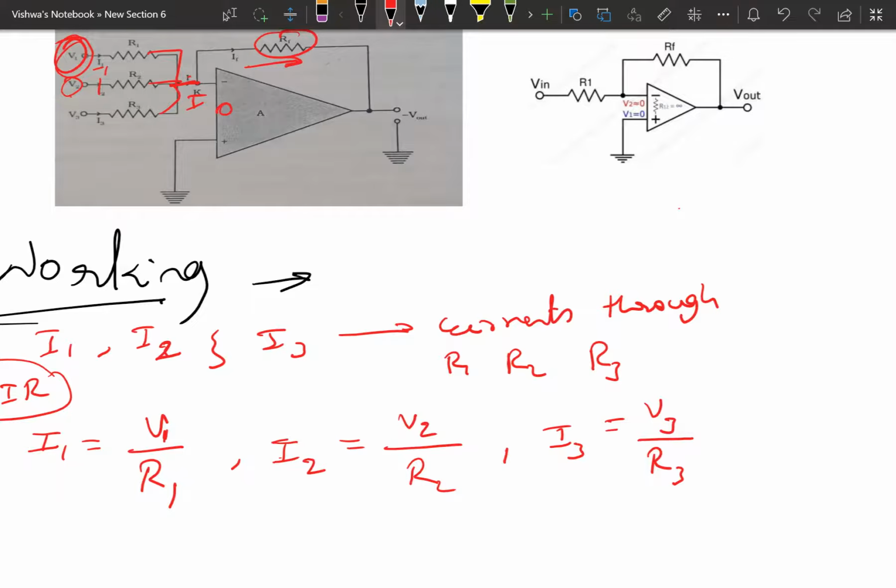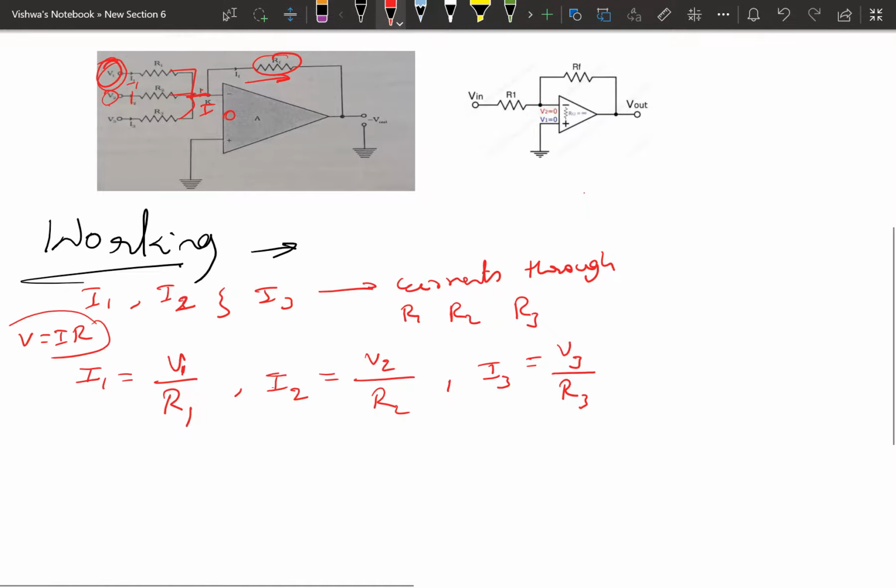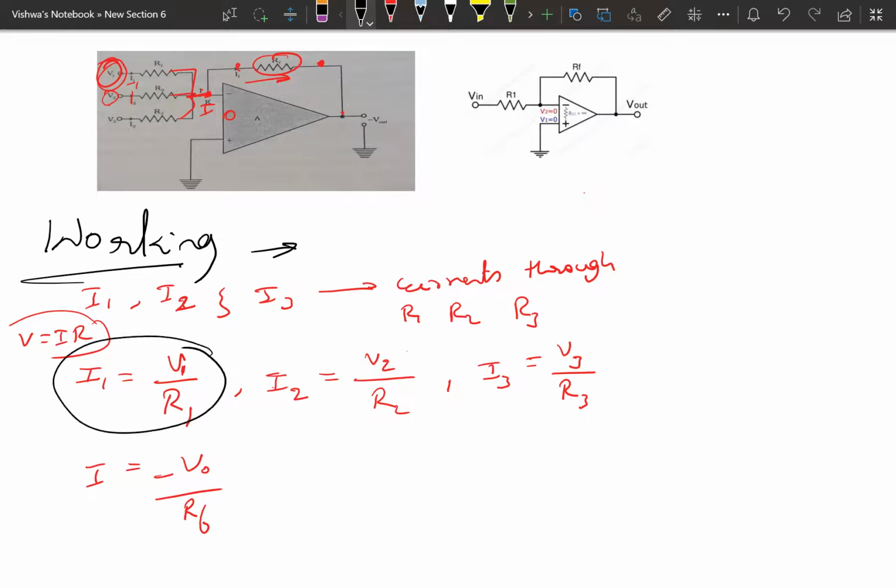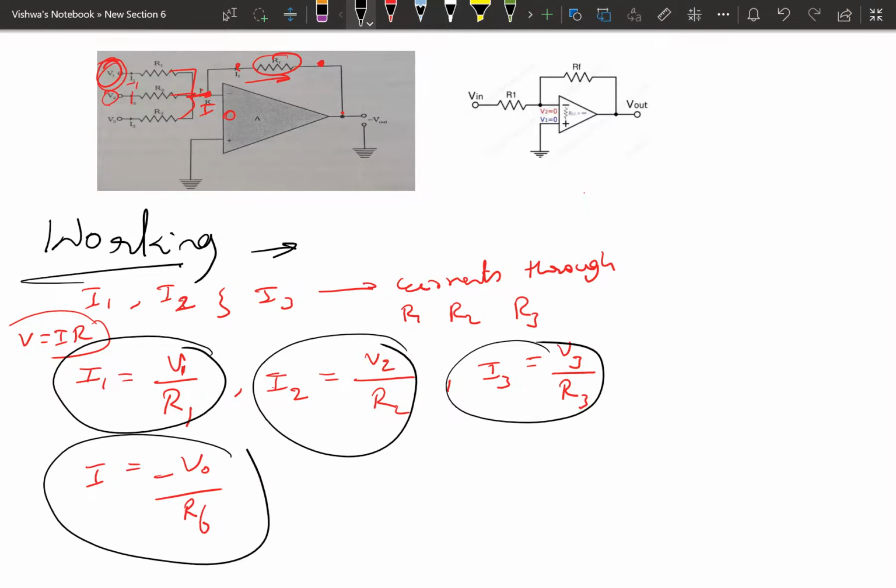For that, I will write the current equation for I once again. I is equal to the potential difference across these points. Here there are 2 points, one is Vx, the virtual ground point, and another one is the output. So Vx minus Vout, and Vx is 0, so it is minus Vout divided by RF. So this is the current. We got 4 current values, I1, I2, I3 and I.